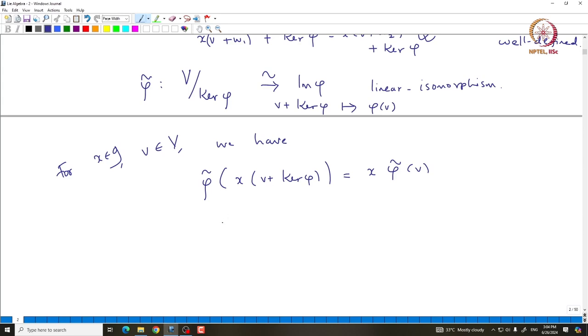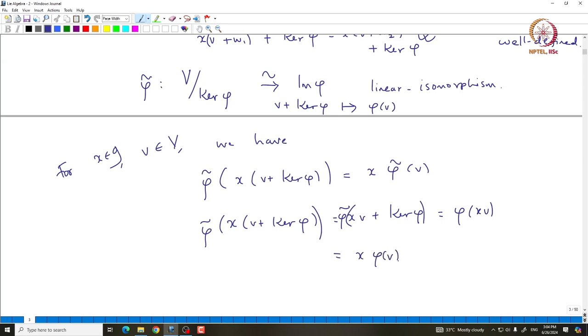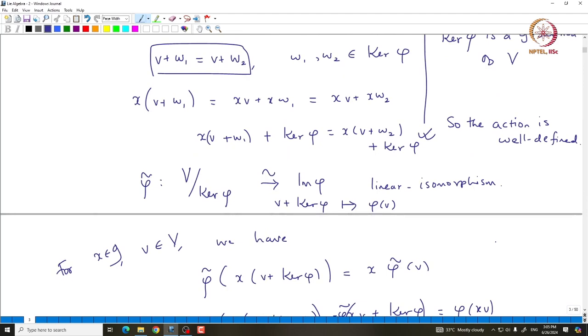So, now what is x applied on v plus kernel phi? x of v plus kernel phi is nothing but xv plus kernel phi. So, then phi tilde of this is going to be the same as phi tilde of this, which is nothing but phi of xv. But phi of xv is going to be x acting on phi of v, because phi is indeed a G module homomorphism. So, that implies that this is the same as x of phi tilde of v. Okay. So, this simple routine check says that phi tilde is indeed a G module homomorphism. So, that means the map that we have defined here is indeed a G module isomorphism.